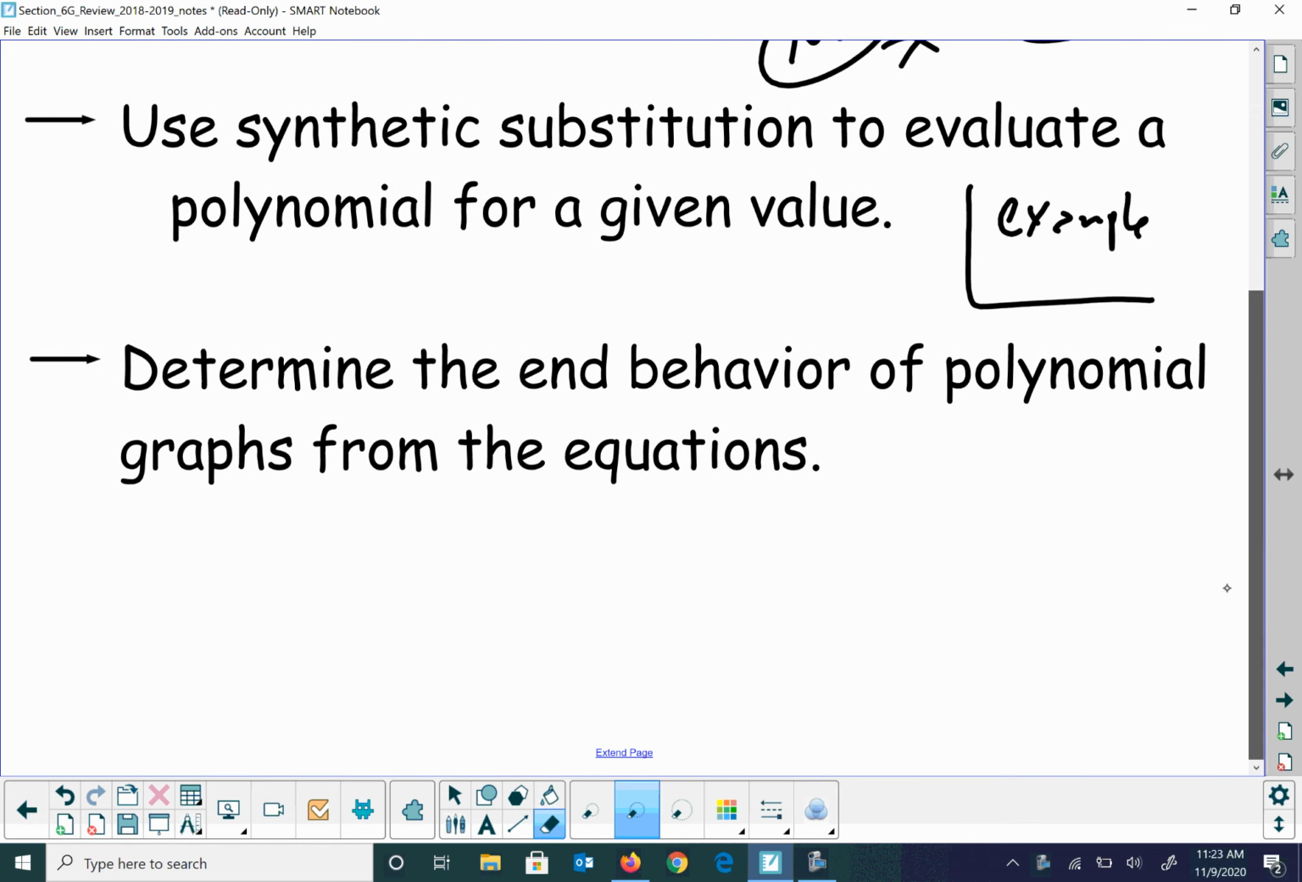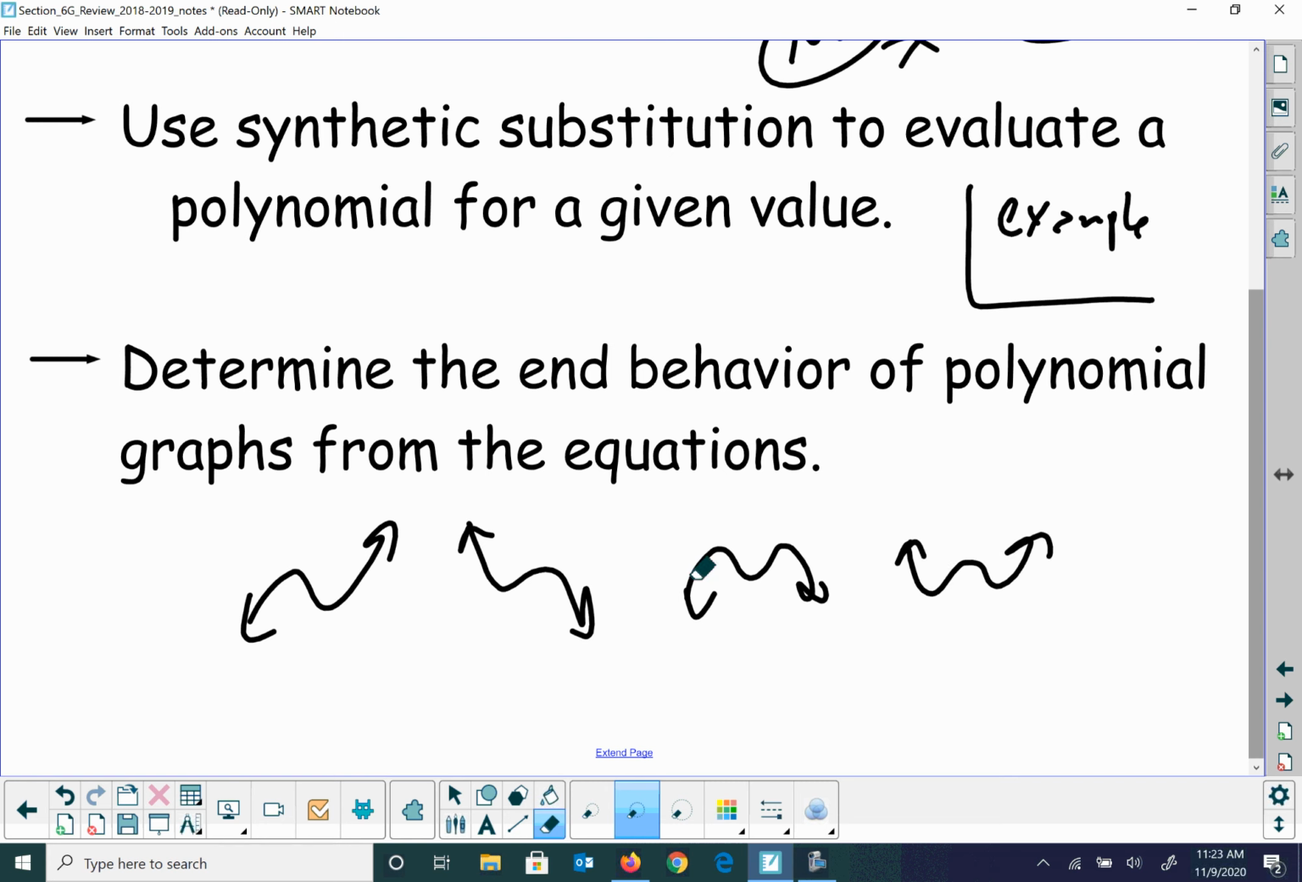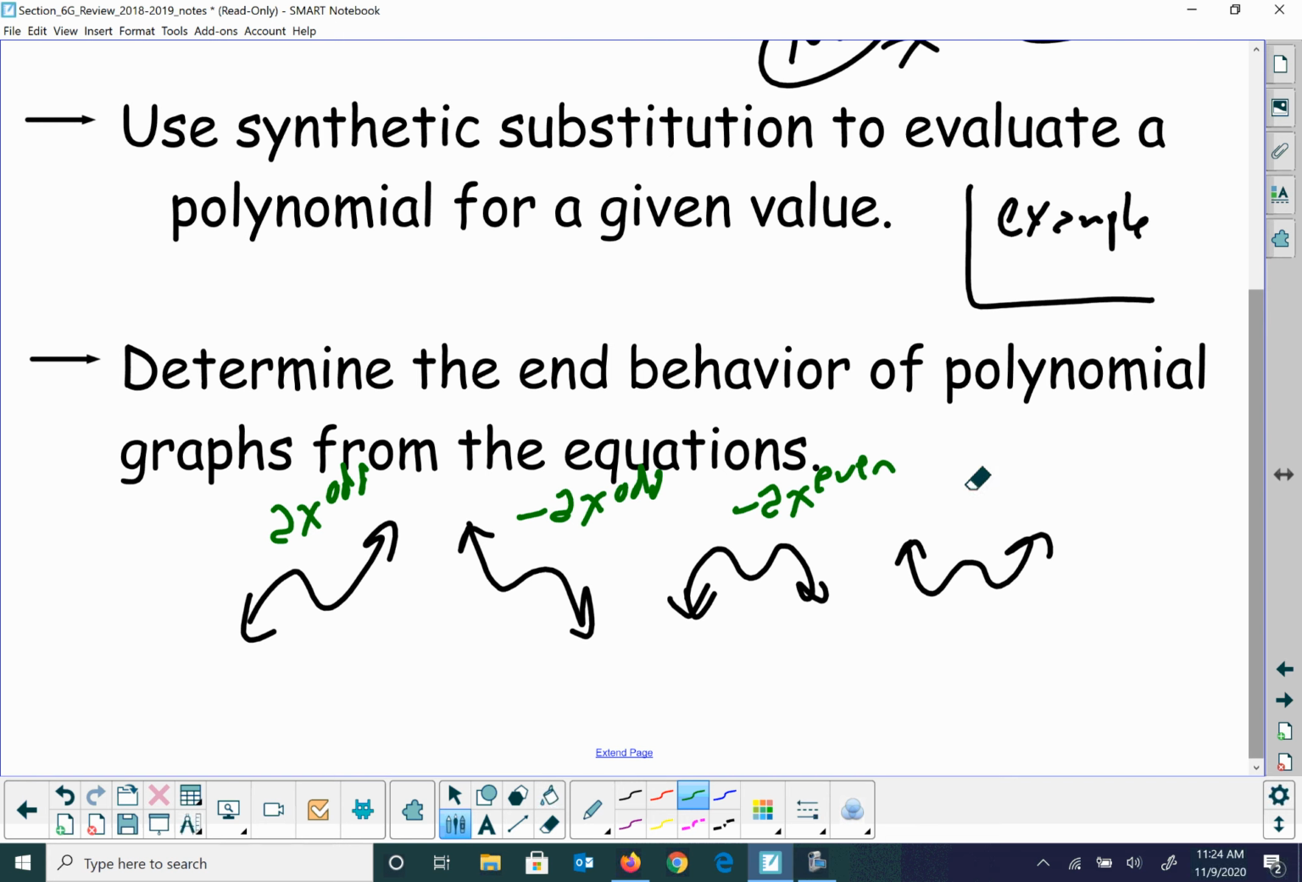Determine the end behavior. Remember, all polynomials are going to do this as far as the ends go. So this one would be ax to an odd number. This would be negative ax to an odd number. So notice where the ends are going. This is negative ax to an even number, so 2, 4, 6, 8. And this would be ax to an even number, where it would be negative out front. Remember, you're looking for your highest degree in order to do it.